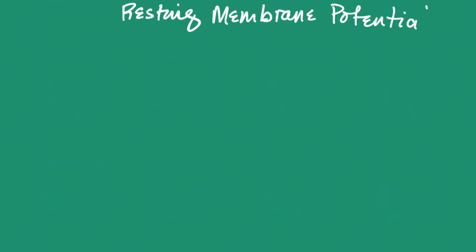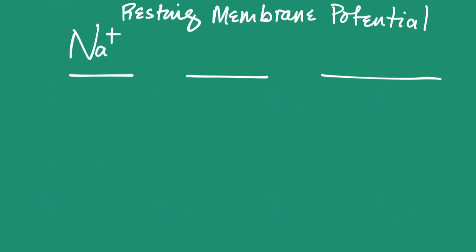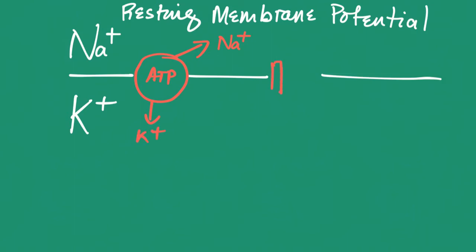To understand this, we need to look at three rules. The first rule is that there is more sodium outside the cell and there is more potassium inside the cell. Rule number 2: there are sodium-potassium pumps all along the axon, pumping out 3 sodium and pumping in 2 potassium. The third rule is that there are potassium leak channels that allow potassium to move down the concentration gradient. Because there is more potassium on the inside, potassium ends up leaking out.